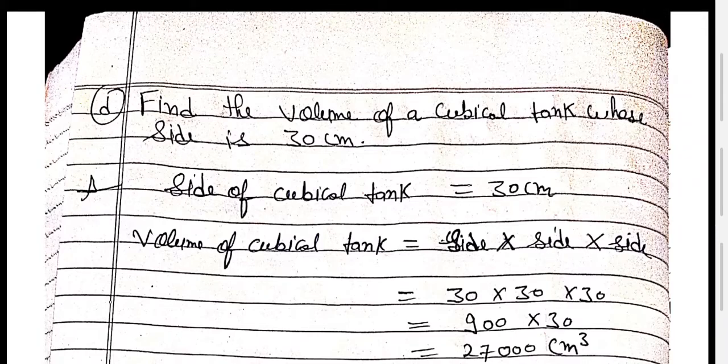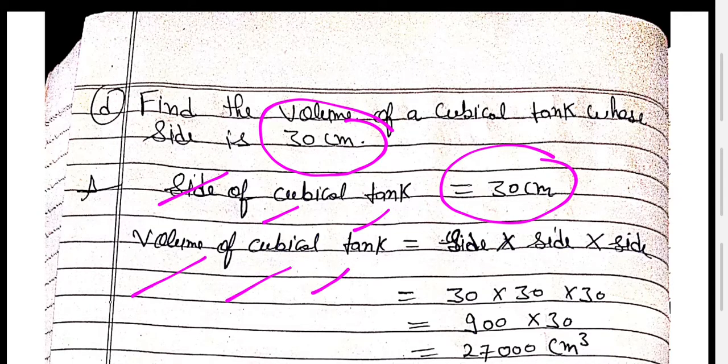Now come to D part. Find the volume of a cubical tank whose side is 30 centimeter. Okay, the side of the cubical tank is 30 centimeter. Then the volume of the cubical tank is side into side into side. What is the volume of a cube? Side into side into side. And 30 into 30 into 30.